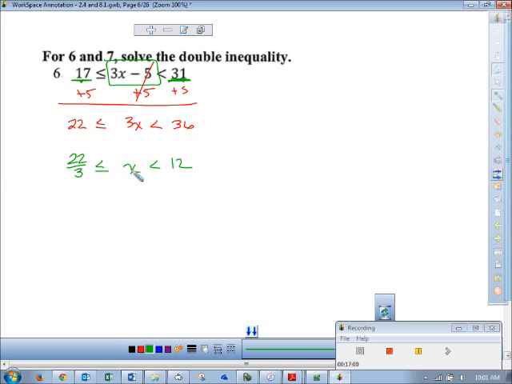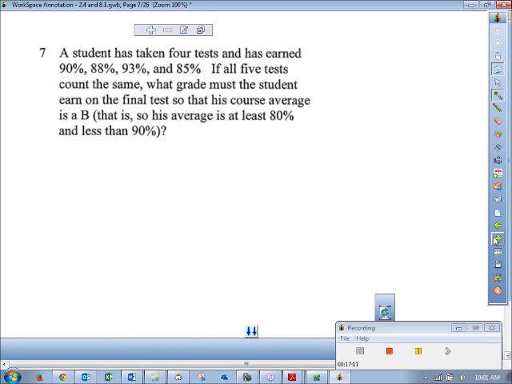This is x has got to be less than or equal to 22/3 and at the same time less than 12. Wow. Yeah. Here's a great question. Might see it somewhere important.